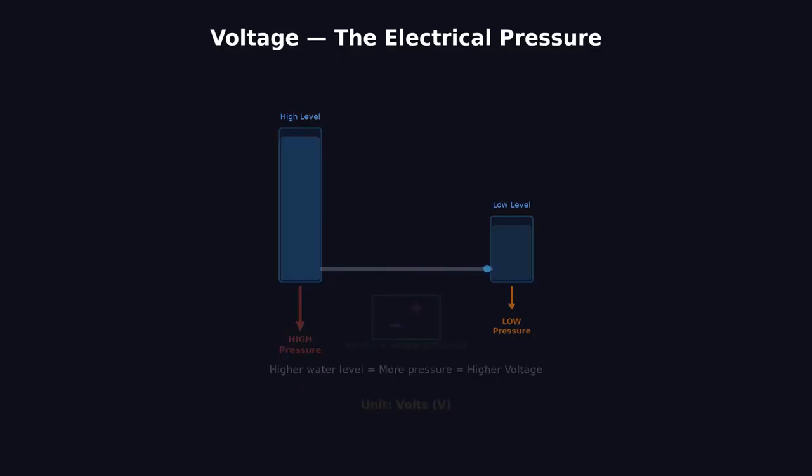A battery creates a voltage difference between its positive and negative terminals. One side has an excess of electrons, the other a shortage, and that difference pushes electrons through any wire you connect between them. We measure voltage in volts, named after Alessandro Volta.